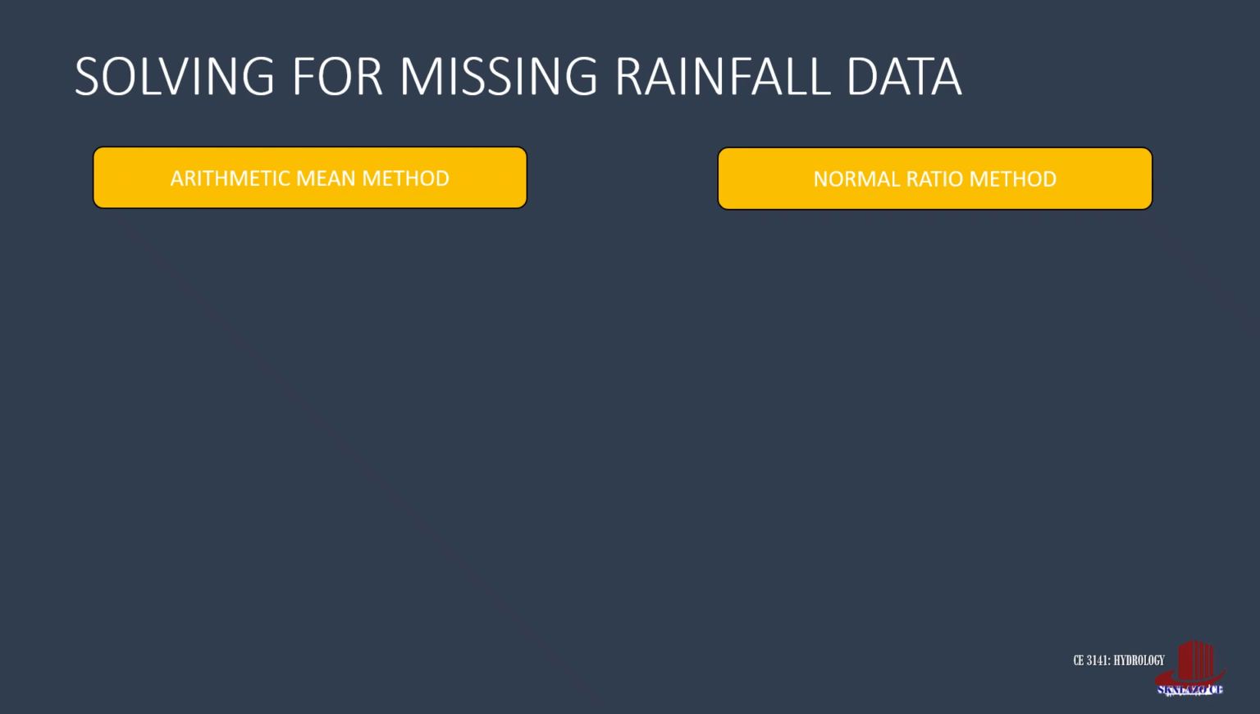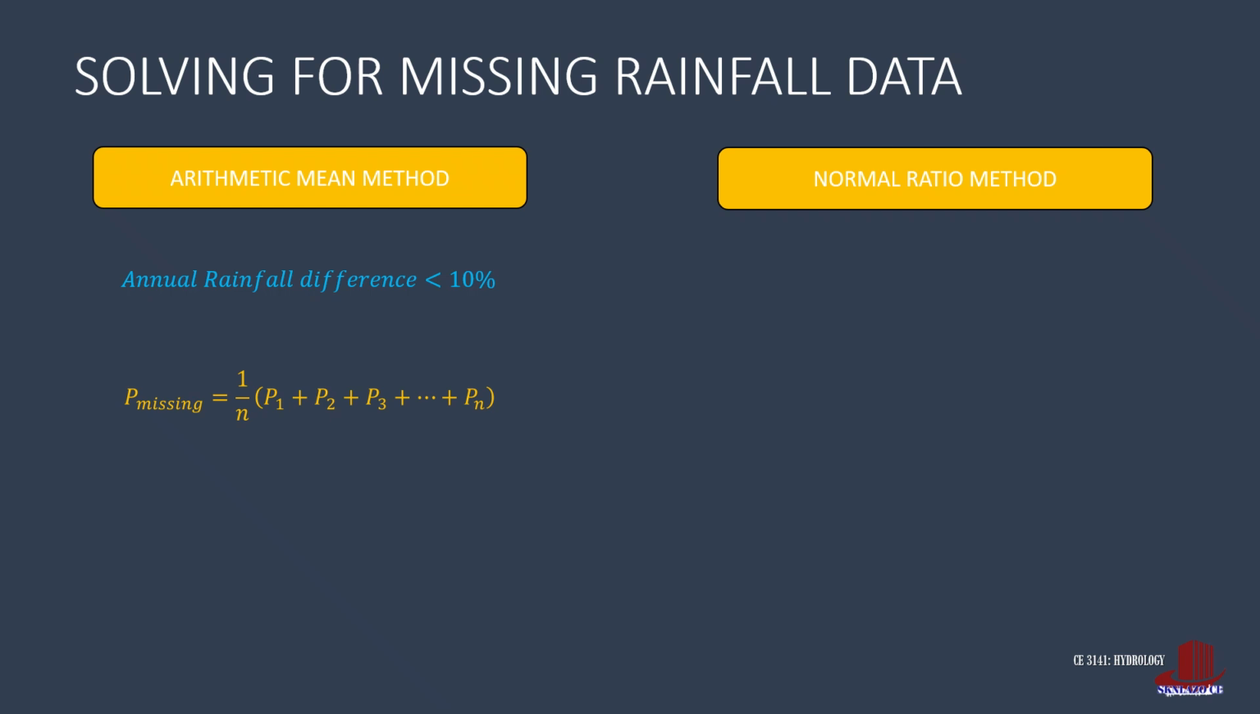Before delving into the computation of the missing rainfall data, we should check the annual rainfall difference, where, if it falls less than 10%, we use the arithmetic mean method. The equation is the summation of the precipitation data of surrounding stations divided by their number.